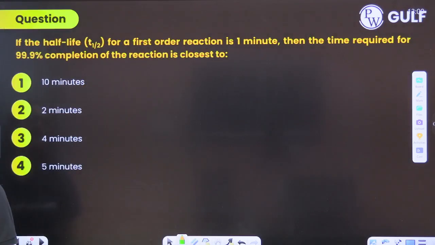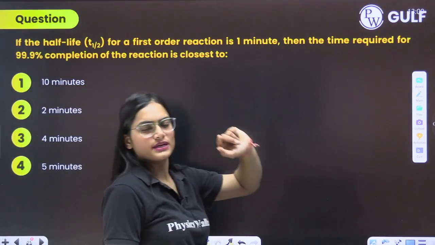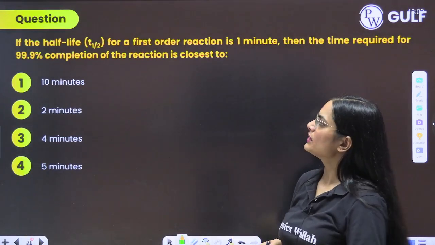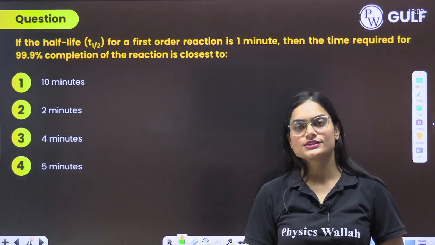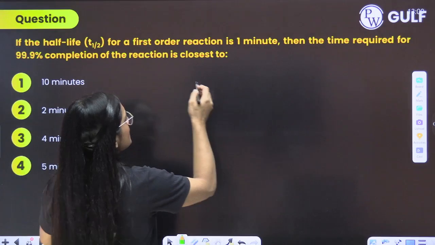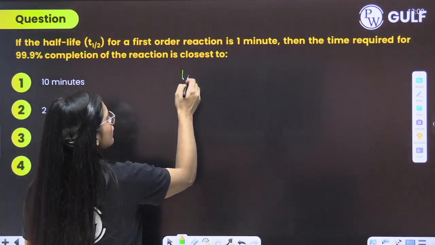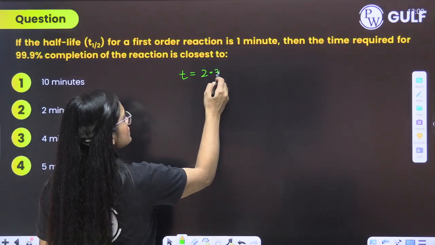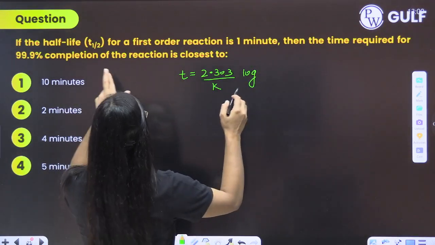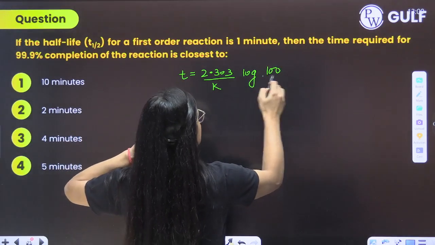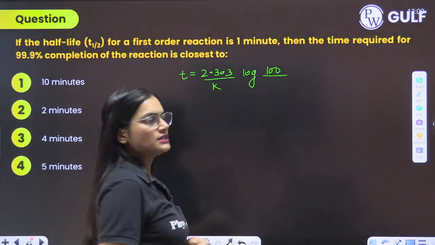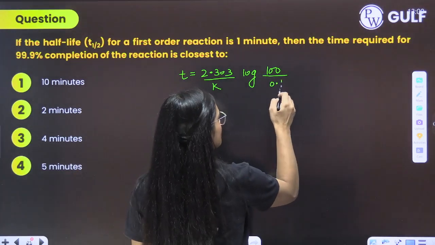If the half-life for a first order reaction is 1 minute, then the time required for 99.9% completion of the reaction is closest to. So beta, this is a direct question. You can simply use a formula here. Time you have to find out, and for first order reaction it is 2.303 by K log of initial by final. Initial I am assuming 100% and the final, since the reaction is 99.9% completed, would be 0.1.